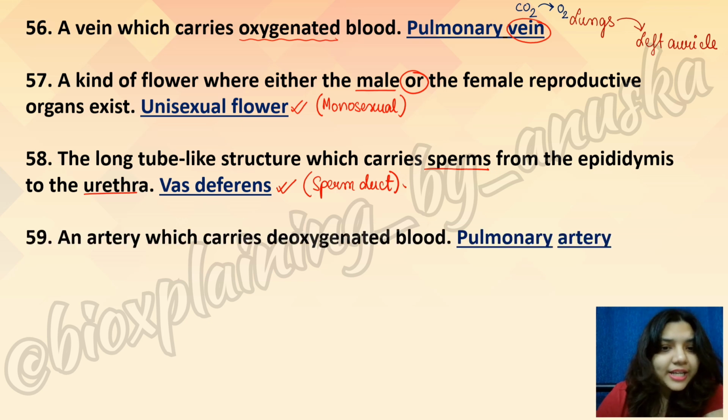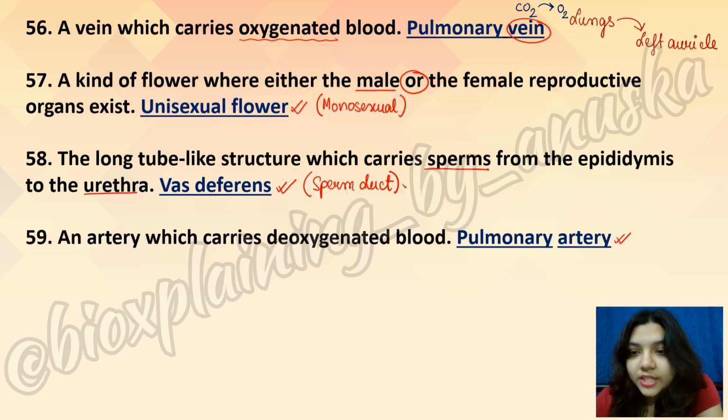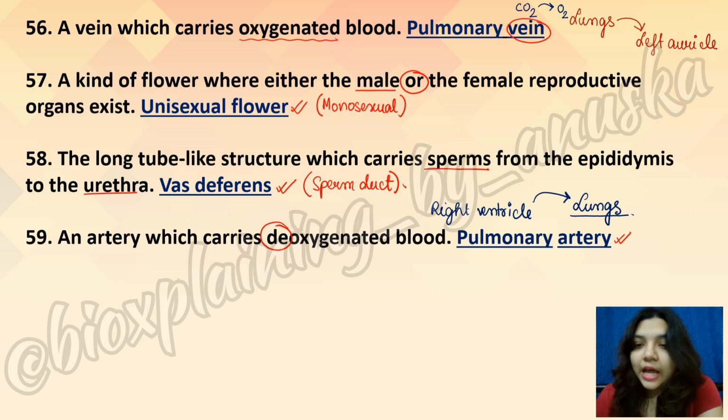Fine. Next, artery carrying deoxygenated. This is the pulmonary artery. What does it do? It carries deoxygenated blood from the right ventricle to the lungs. It takes the deoxygenated blood to the lungs to get it oxygenated.